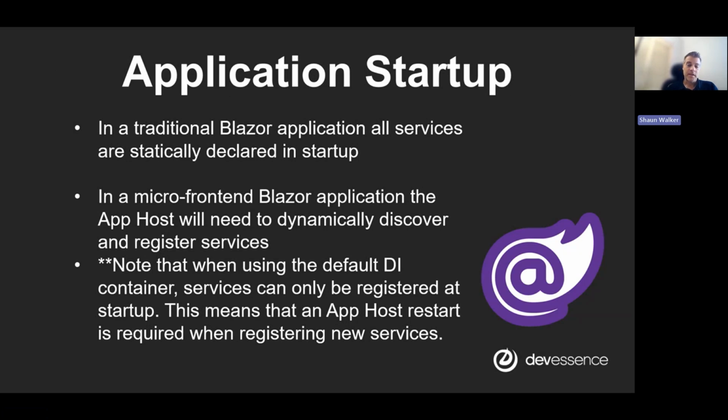Application startup is another thing that you have to consider. So in a traditional Blazor application, all of your services are usually statically defined in your startup class, right? You're basically registering all of the different services as part of the app container as part of startup. And so again, you're hard coding all of those references in startup. In a micro front end application where things are loosely coupled, the app host is going to need to be able to dynamically discover the services that exist within your assemblies and then register those services.